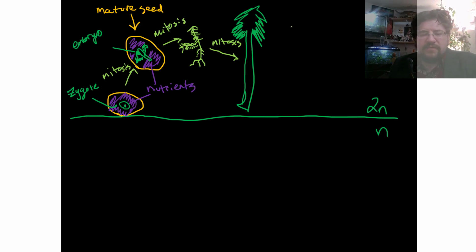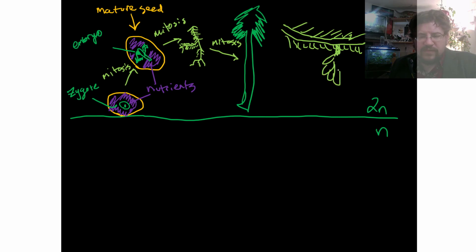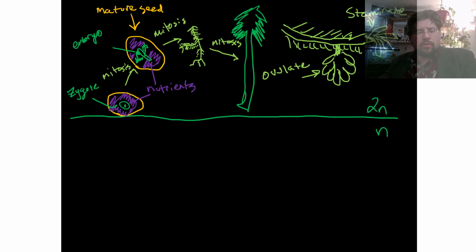Alright, and then at the end of a branch, so here's our branch. We're going to need to divide this up into, well, maybe I can put it on one. Right? So we'll have our reproductive structure. We have our ovulate cone. And at the tip here we have our staminate cone. Woo! Okay.